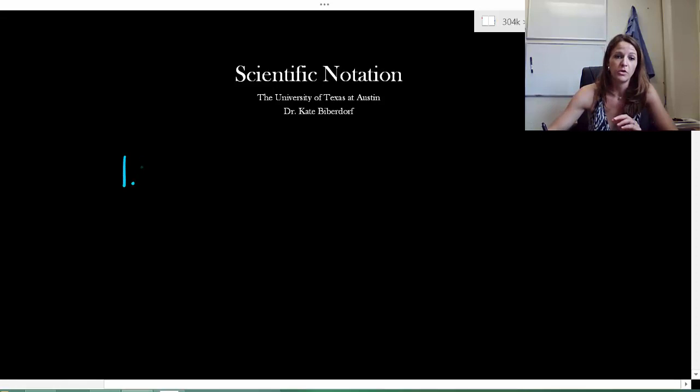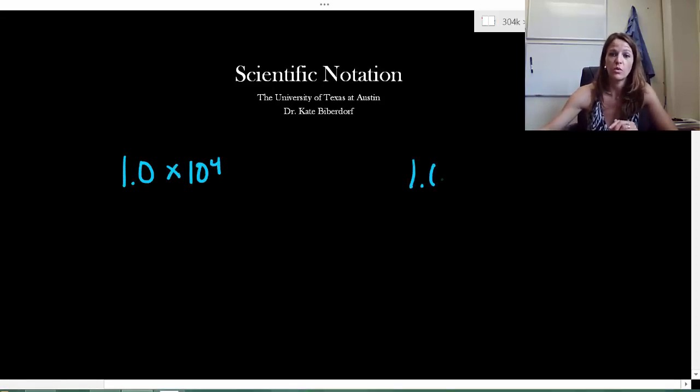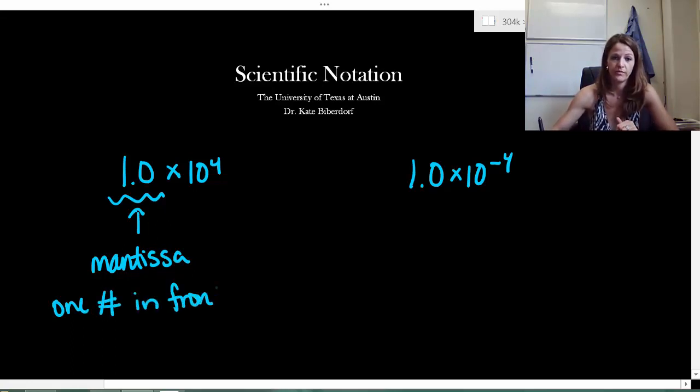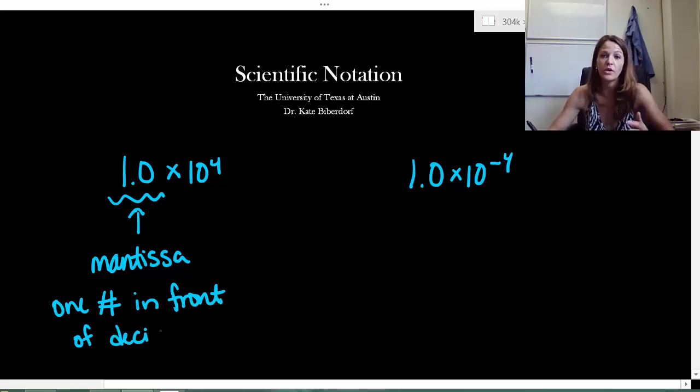So the first example I'm going to use is 1.0 times 10 to the fourth. The second one I want to use is 1.0 times 10 to the negative fourth. Now, like I said, there are two different sections. This first part right here is called the mantissa. The rule for this section is you are only allowed to have one number in front of the decimal. That's super, super important. You can never have like 10.2 times whatever. It has to be 1 point something or 5 point something, but you cannot have two numbers right there.